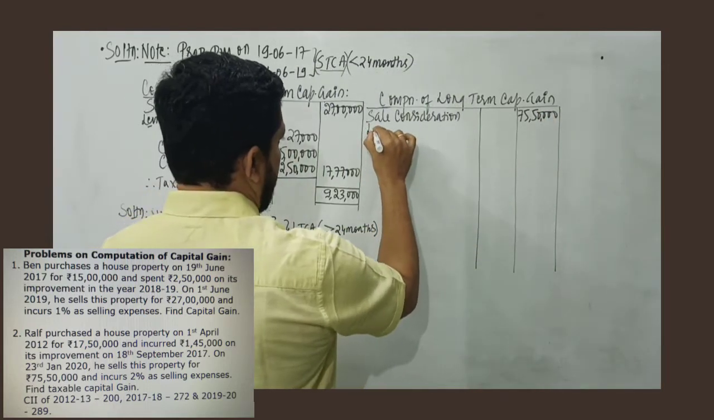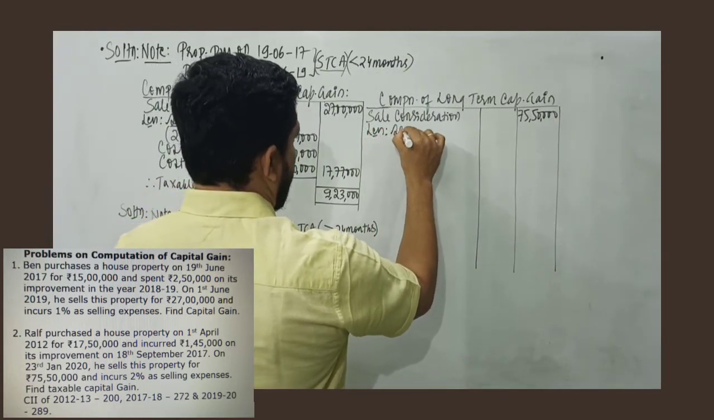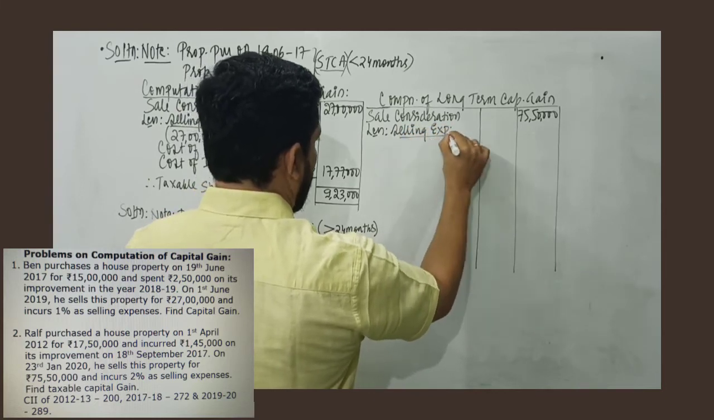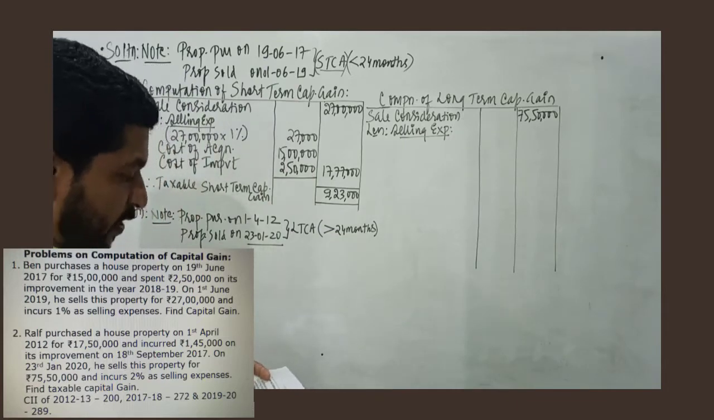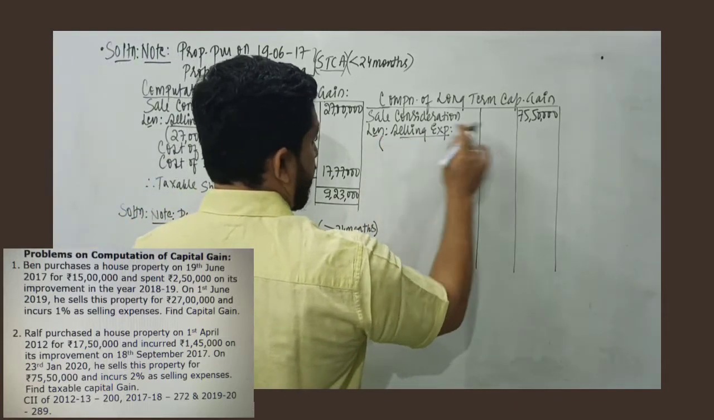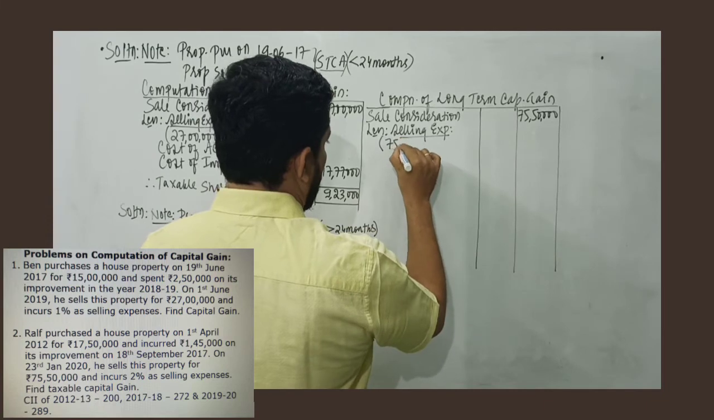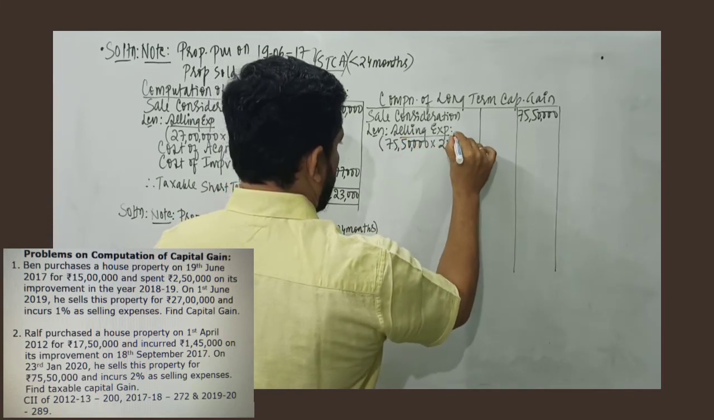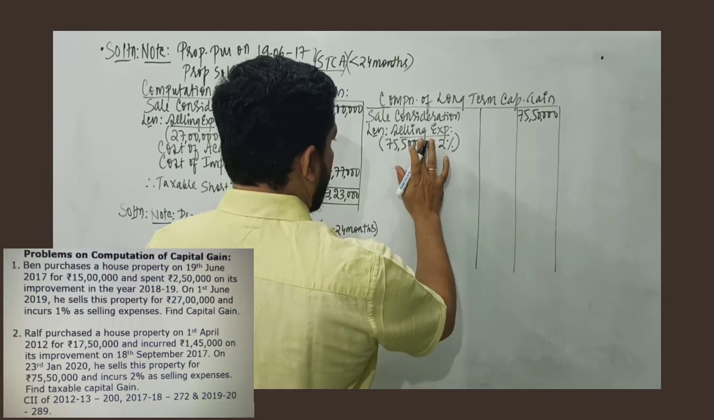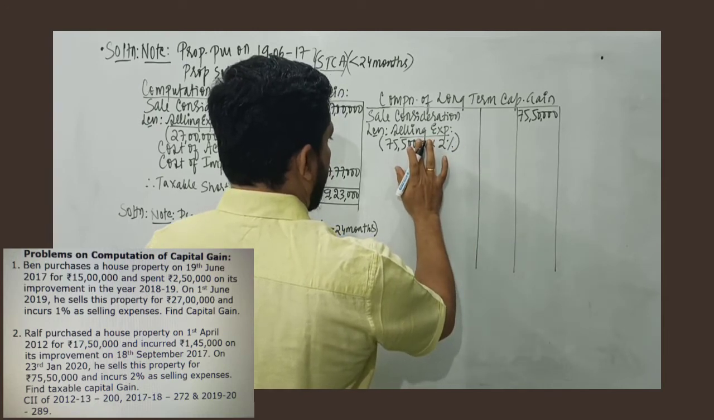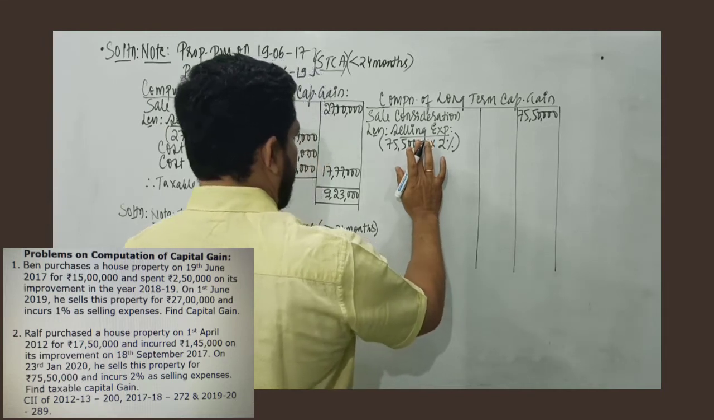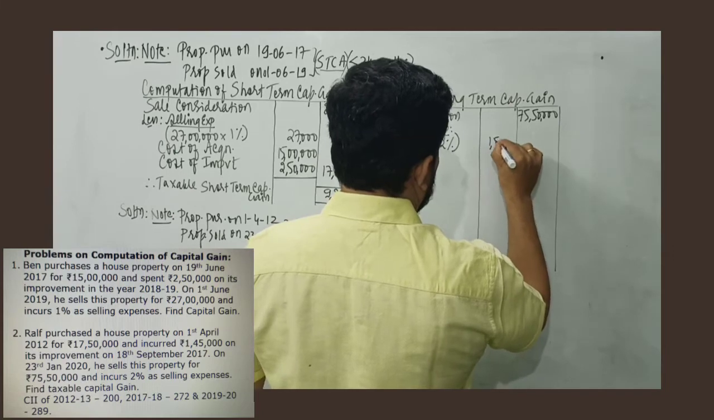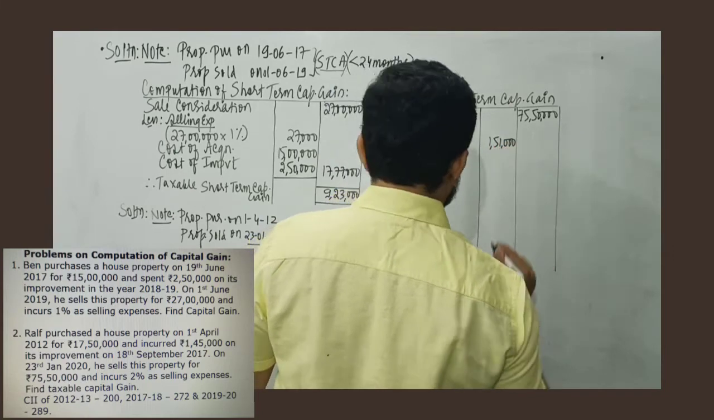75,50,000 is the value. And from the sale consideration, we deduct selling expenses. It's given very clearly in the problem. The selling expenses is 2%, and this 2% will always be calculated on the sale value. So 75,50,000 into 2% would be 75,500 plus 75,500, so that would be 1,51,000. So 1,51,000 would be the selling expenses.